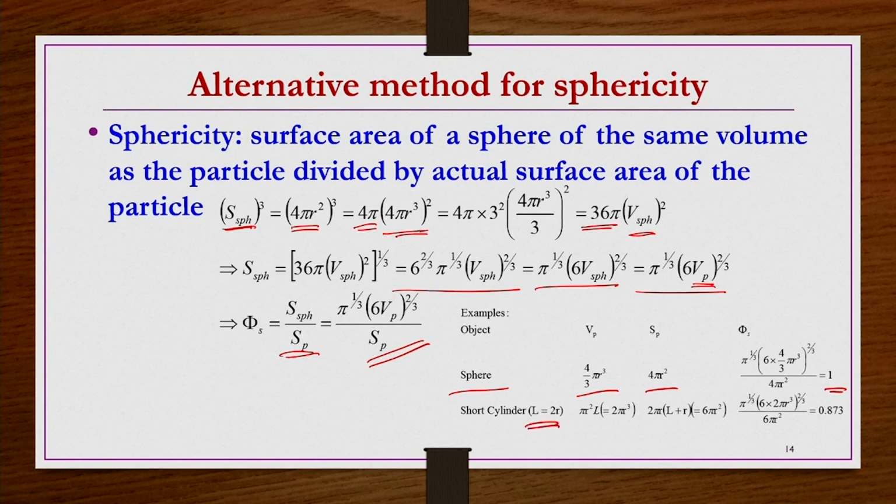If you take a short cylinder with L equal to 2r, then Vp is 2 pi r cube, or pi r square L, and Sp is 6 pi r square, or 2 pi r (L plus r). If you substitute these in the phi s definition, you get 0.873, the same as the value we got previously. So, this is how we can get the sphericity of any regular or irregular material.